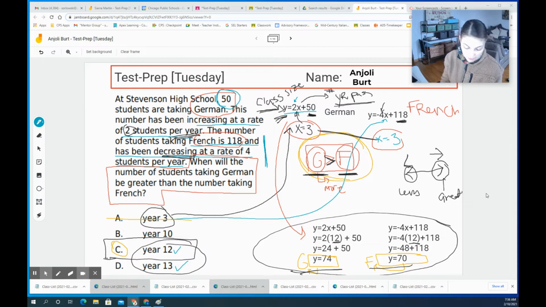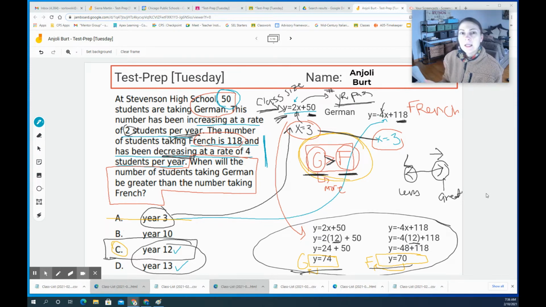So we did the same thing for the French scenario. Okay, we said there's a one-time enrollment amount, which is the current amount, 118 students in class. But each year, 4 students are not enrolling. And it says that by saying decreasing enrollment. And so in this scenario, we could say, once again, why is it negative? Because it's a decrease in the enrollment.